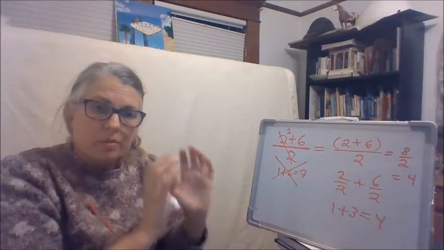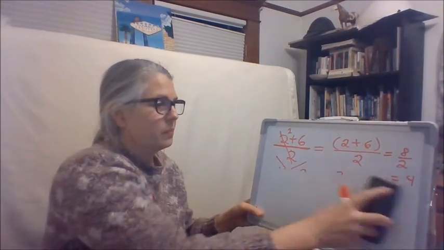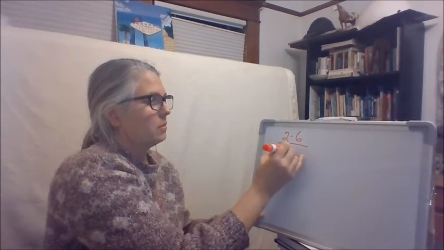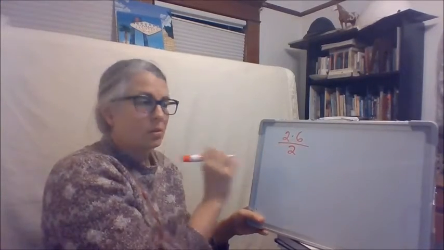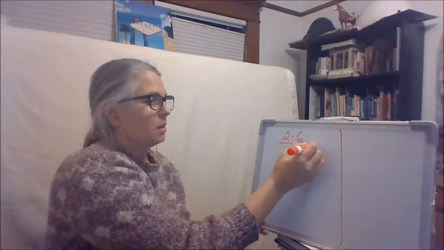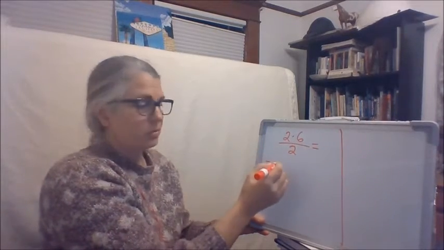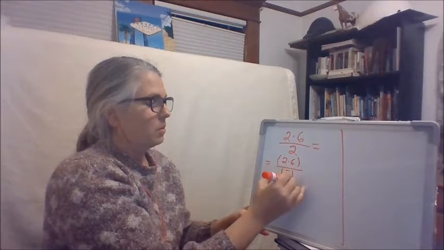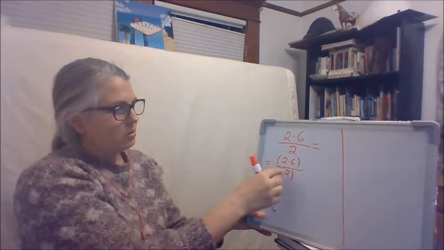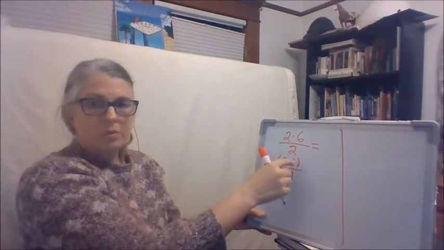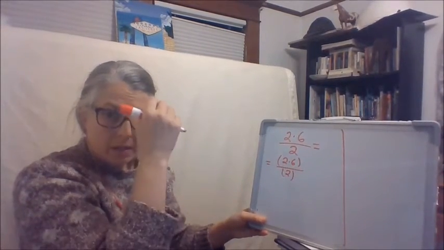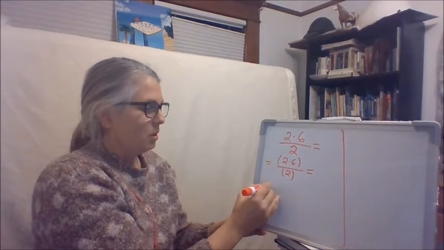Let me show you another example. Let's do 2 times 6 all divided by 2. Okay? So look at that. I'm going to do what I just told myself to do and put that in parentheses. And then does this 2 go into 2 and then the 2 go into the 6? Remember, you can rewrite any division in terms of multiplication. Dividing by 2 is the same thing as multiplying by 1/2.